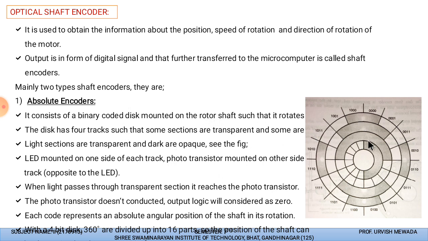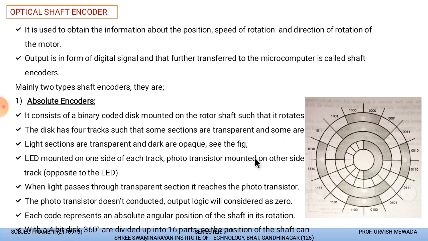Over here you can see that some sections are transparent and some are opaque. Due to such an arrangement, if we put a light source on the surface, the light can penetrate the transparent part, and cannot penetrate the opaque part. On the opposite side, if we put a sensor which can sense the output in terms of the binary code. So light sections are transparent, and dark sections are opaque. You can see this in the figure.